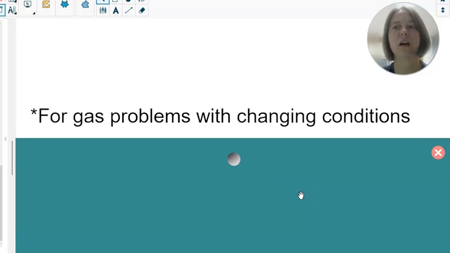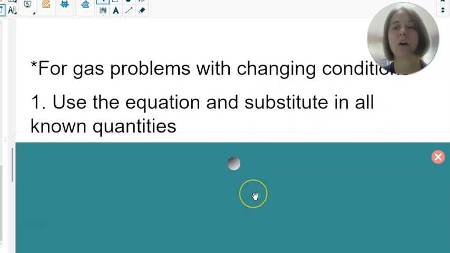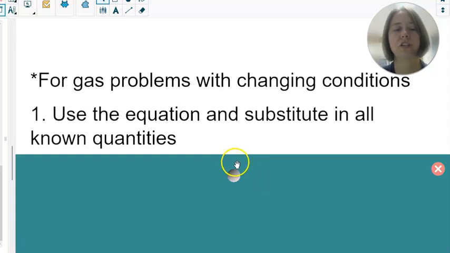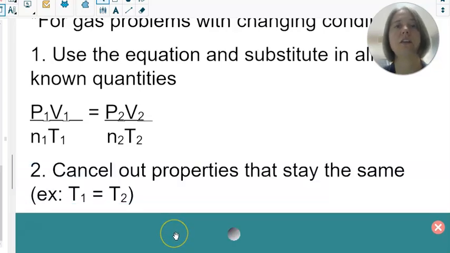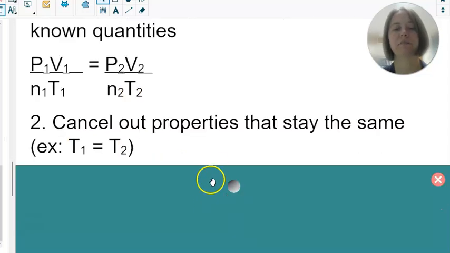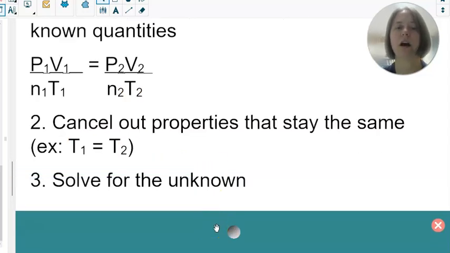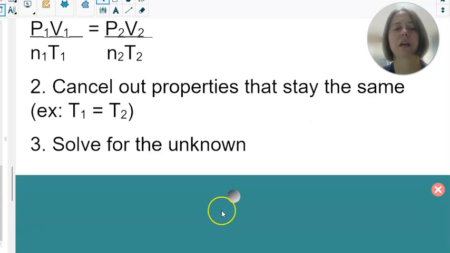Okay, we just used the ideal gas law. But what happens if the conditions are changing? What do we do? Well, first, we're going to use the equation and substitute in all known quantities: P1V1 over N1T1 equals P2V2 over N2T2. Then you cancel out any properties or quantities that stay the same. So if the temperature doesn't change, you get rid of your T's. And then there should be one unknown after you do all those things, and you solve for it.